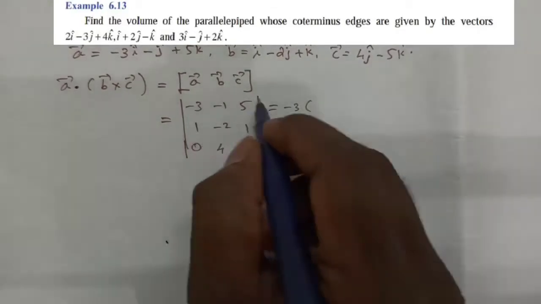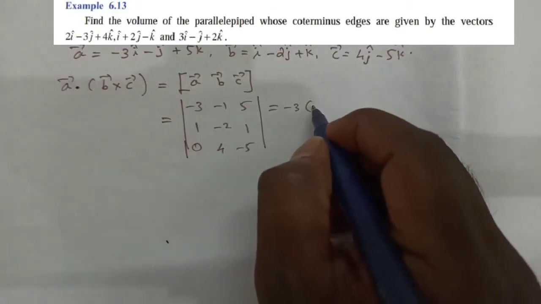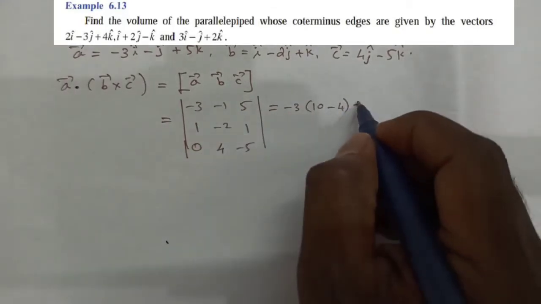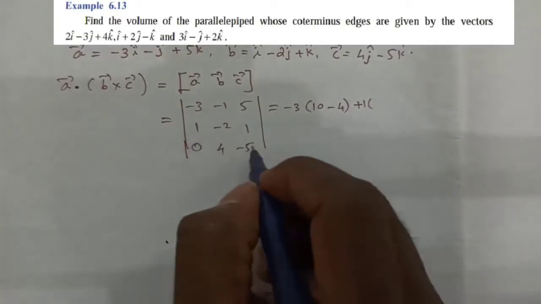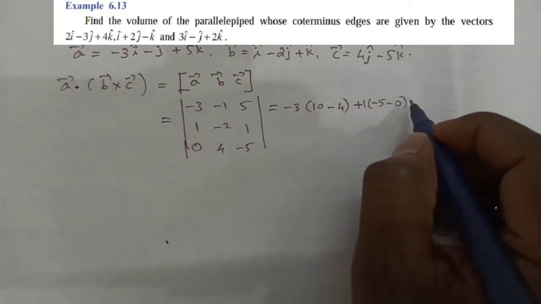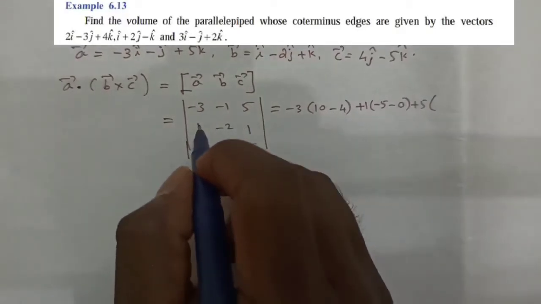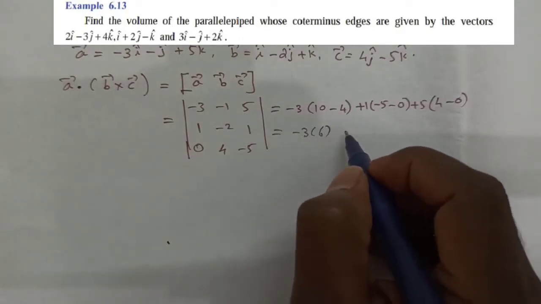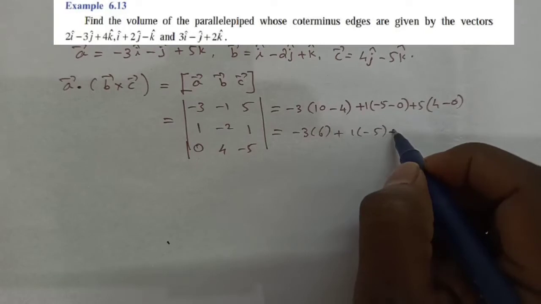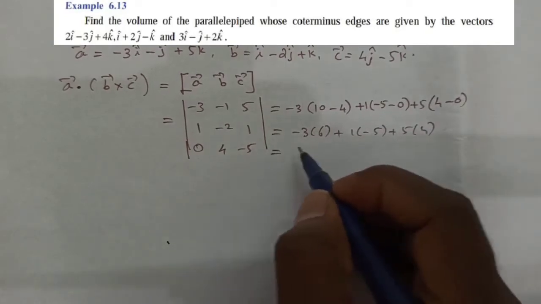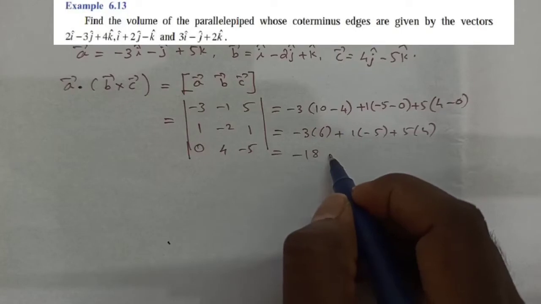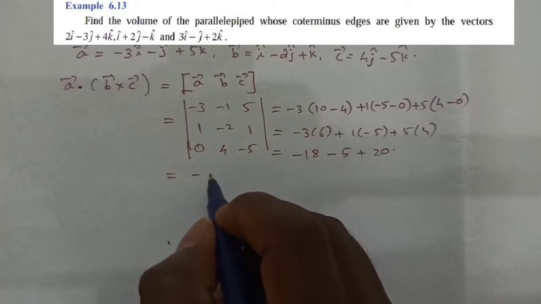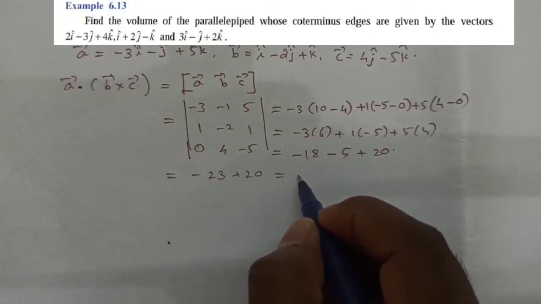So -3 into (10 - 4), minus (-1) into (-5 - 0), so plus 1 into -5, next plus 5 into (4 - 0). So -3 into 6 plus 1 into -5 plus 5 into 4, then -18 - 5 + 20, so it is equal to -23 + 20, equal to -3.